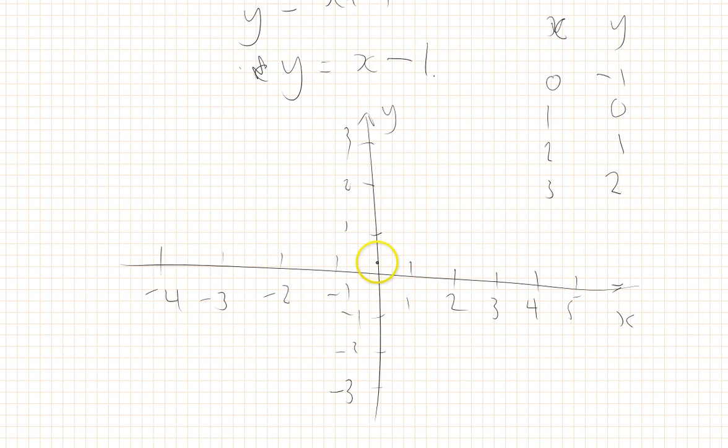So let's start here. This is x equals 0. That's the y-axis there. X is 0, y equals minus 1. So there's one of our first points corresponding to this. X equals 1, y equals 0 corresponds to that point there. X equals 2, y equals 1 is this one here, and so on. There's 3, 2, and so forth.